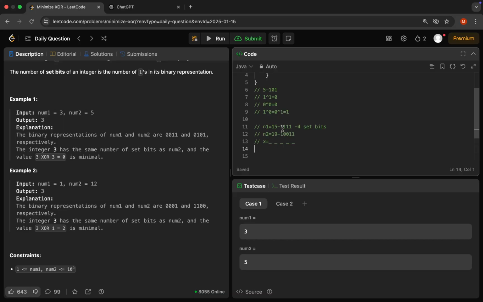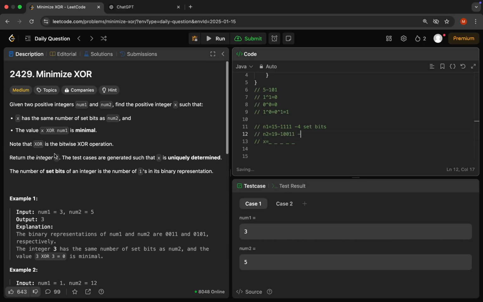So as we can see that both contain 1 1. Sorry, I totally forgot. The x must contain the same number of set bits as num2. So num2 consists of 3 set bits, so x must also contain 3 set bits. So how can we figure it out? As you can see, num1 contains 4 set bits.